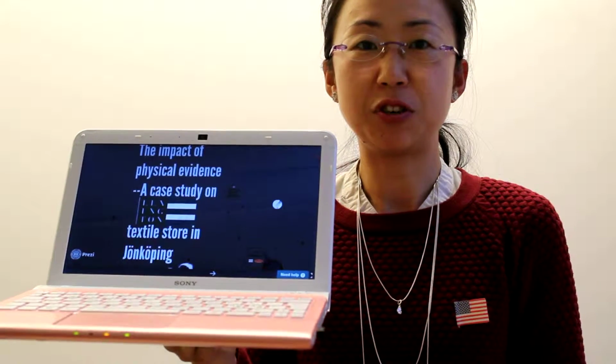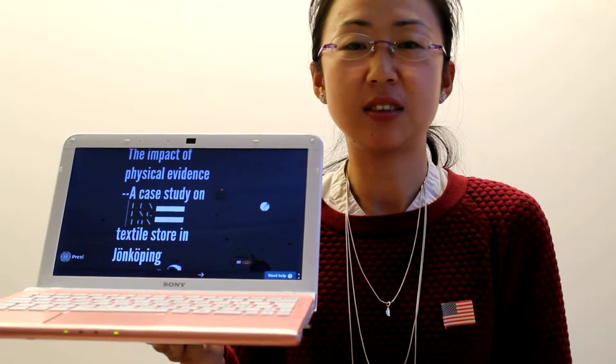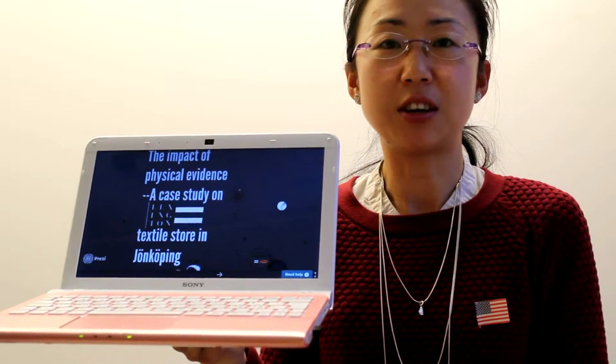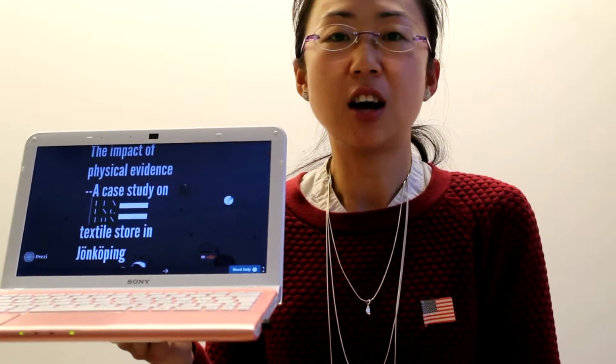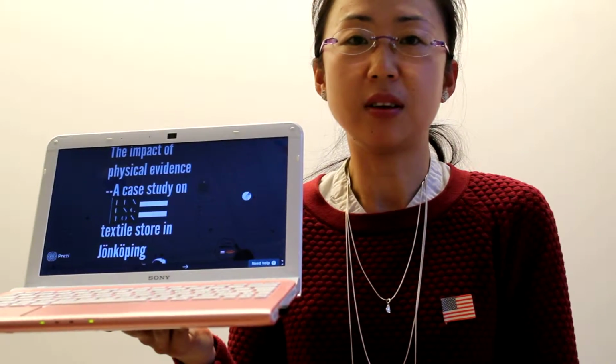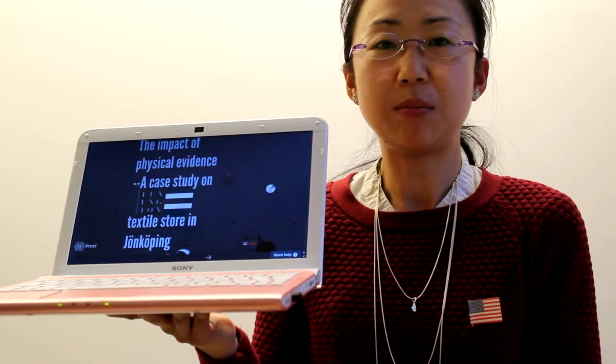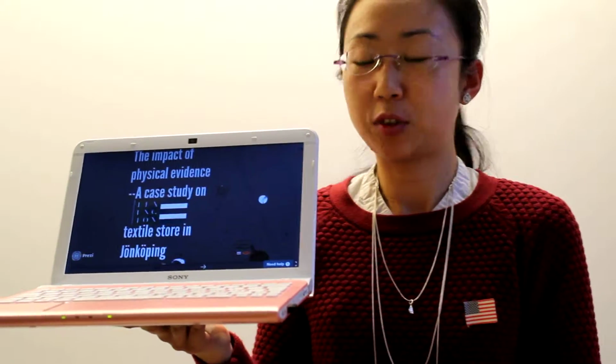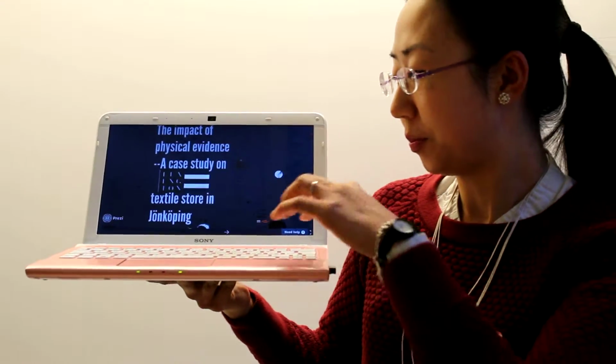Today I'm going to introduce our project. Our project is about the effect of the service evidence, a case study about the Yinshiping store that is named Lexington. So, let's go on.